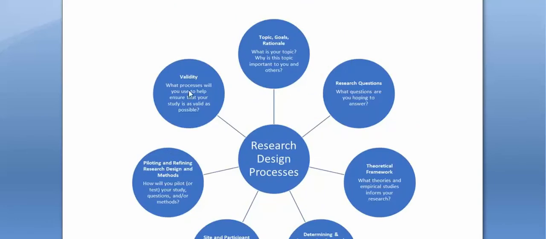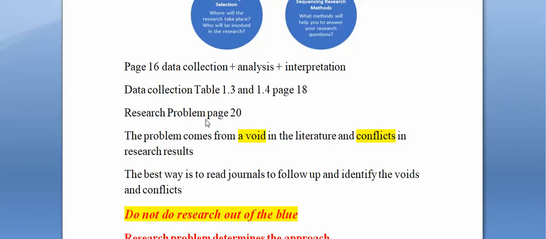How will you pilot or test your study questions or methods? Then validation or validity. What processes will you use to help you ensure that your study is as valid as possible? So you design your research. This is the second step. And here, of course, data collection, analysis, and interpretation. You can see this on page 16 in the book. So data collection, analysis, interpretation are the key elements in research design. Okay, so you can see table 1.3 and 1.4 on page 18.